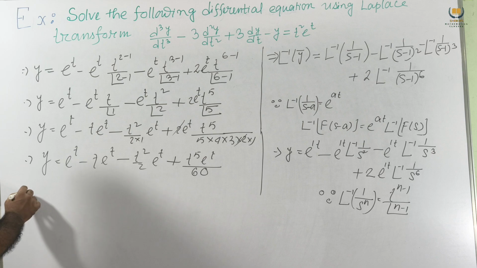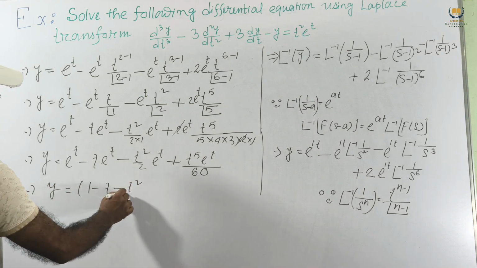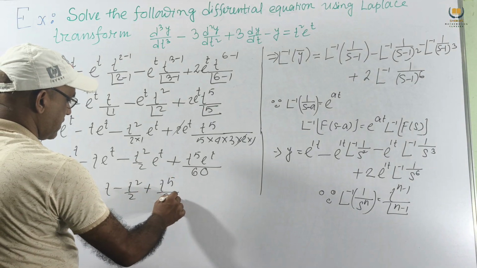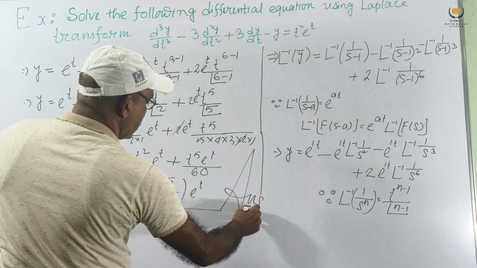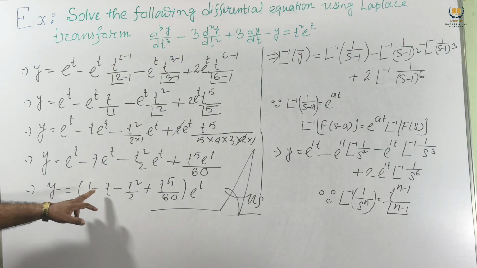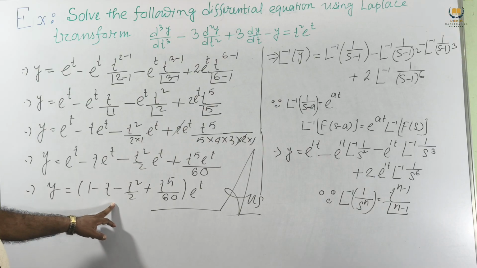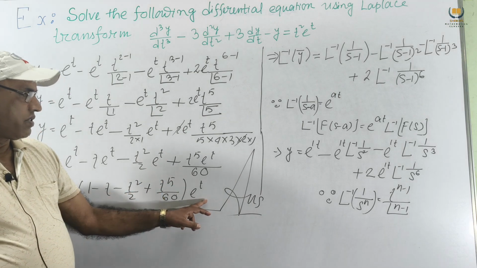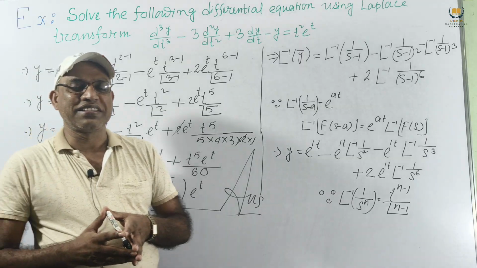And taking e to the power t common, y equals 1 minus t square by 2 plus t to the power 5 by 60 e to the power t, and this is our final answer. So the answer is y equals 1 minus t minus t square by 2 plus t to the power 5 by 60 e to the power t. This is the final answer, and this type of problem is most important for exam.